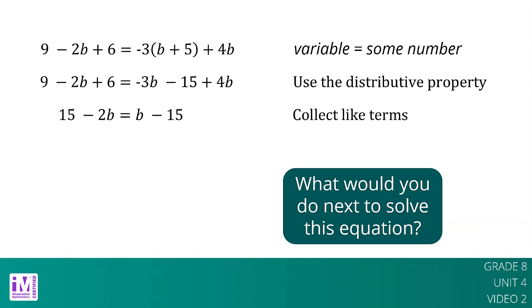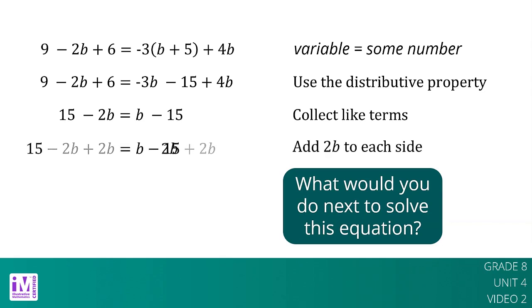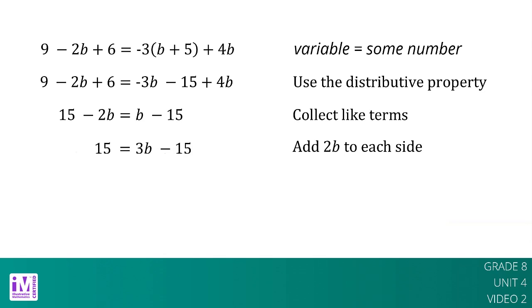Some people like to add or subtract an expression so that there is a variable on just one side. Here we can add 2b to each side. So the only remaining term with a b, 3b, is on the right side.